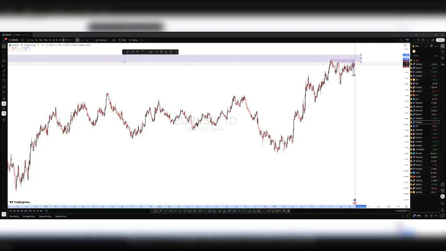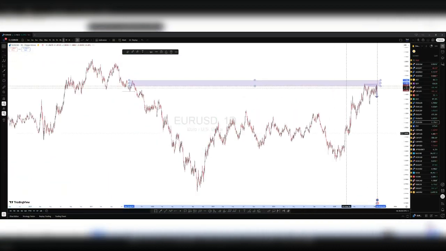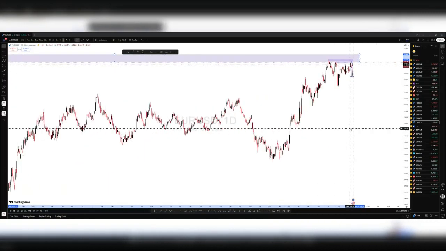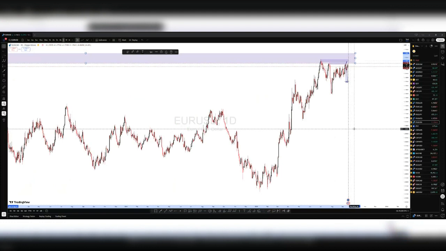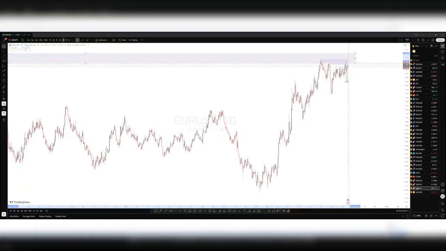So that is what we need to get about demand and supply zones. So, guys, let's return to our analysis. EUR/USD daily time frame. I think my sentiment is still bearish. We have a range or a zone that we want to see how price does within that region. Next, let's see USD/JPY.